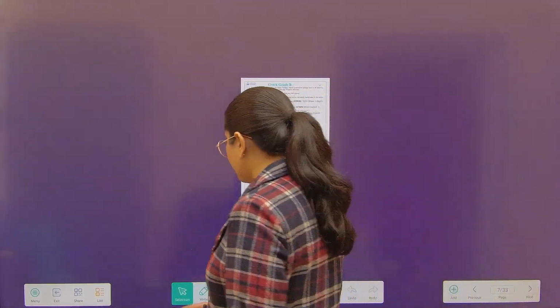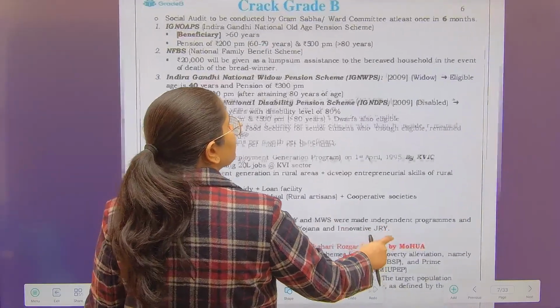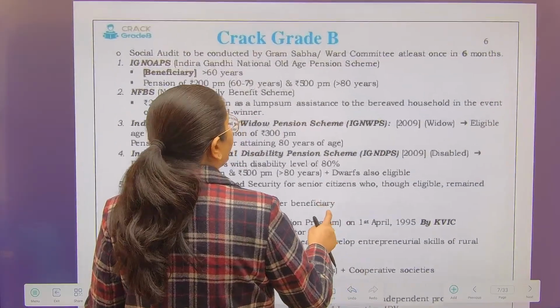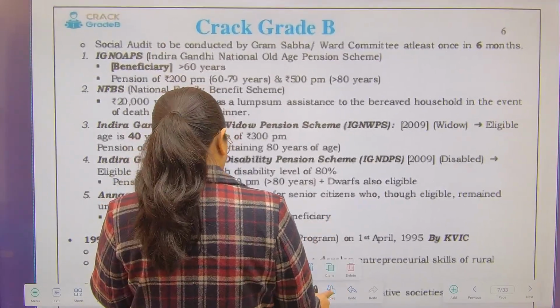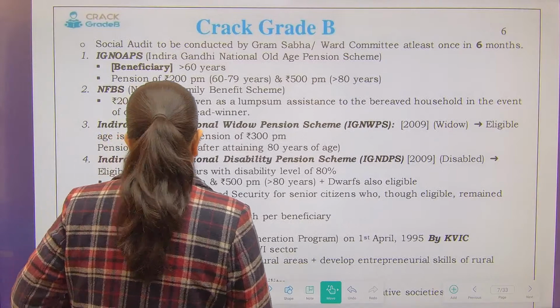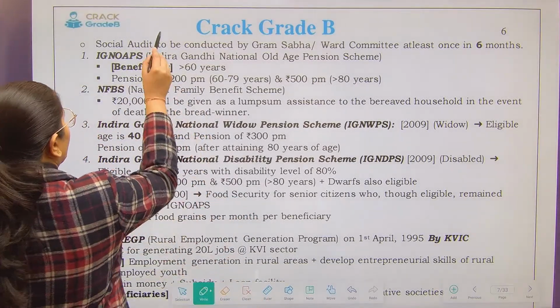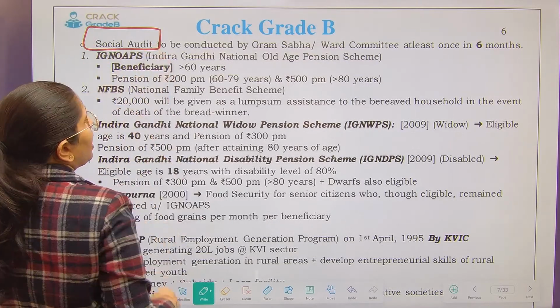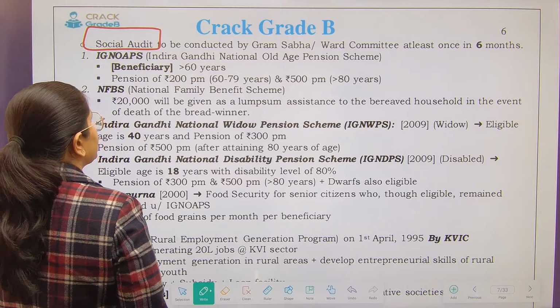Here we will see that a helpful provision, or the pension provision, is there for every kind of needy person. This is an important scheme. We are going to study it in detail. Social audit is to be conducted by Gram Sabha Ward Committee at least once in 6 months.